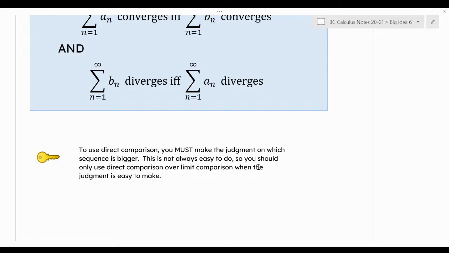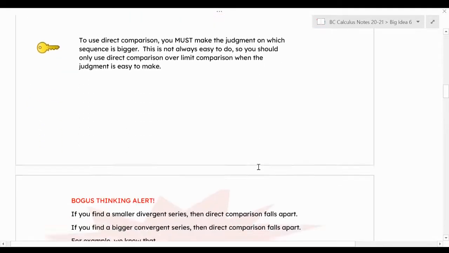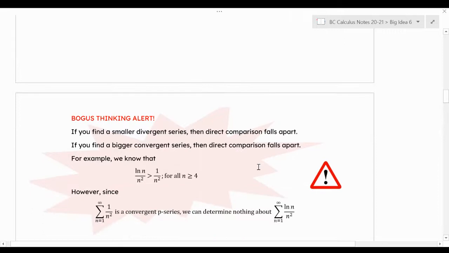Sometimes it's easy to say that one series is bigger than another. Sometimes it's not. You'll see. I've got some examples in the coming minutes that show you both. All right. One thing you got to watch out for is that with this direct comparison test, it doesn't always work. Because if you know that the smaller series converges, what do you know about the bigger series?